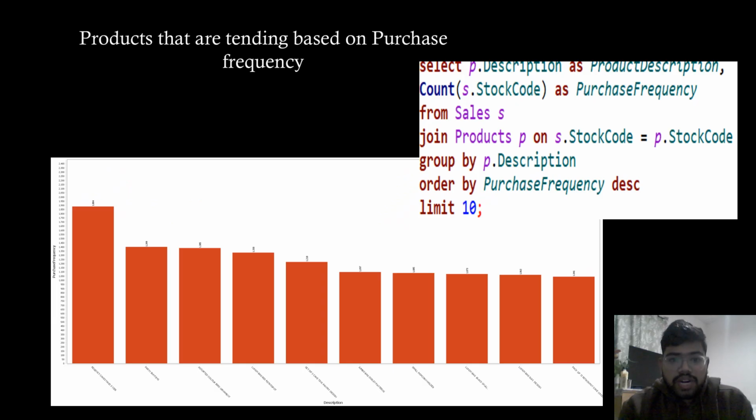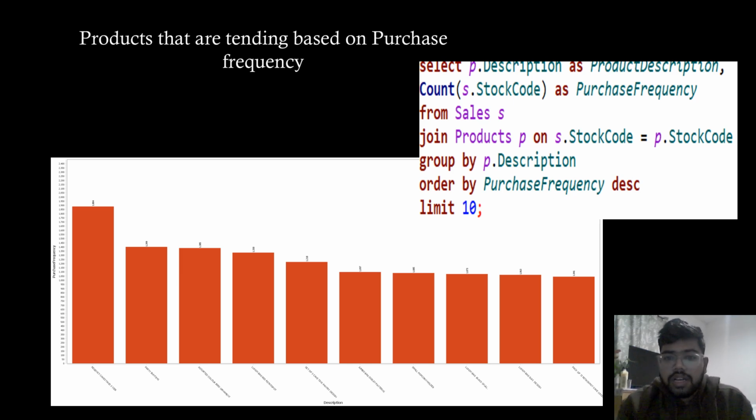So this is it, and let's just jump into the next question. Here we need to find the product that's trending based on purchase frequency. So we need to find products which have been sold from highest number to least number. We are limiting it to 10, because we are getting the top 10 products which are trending right now.